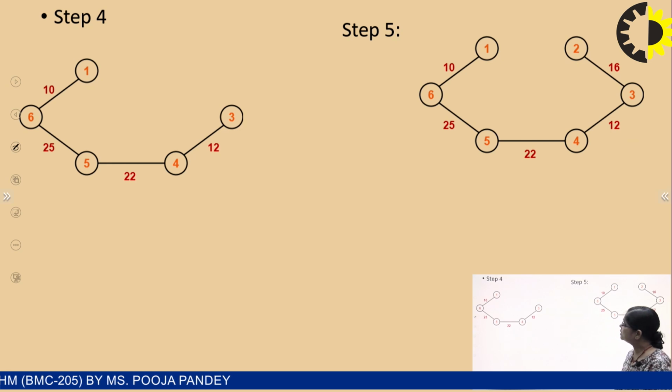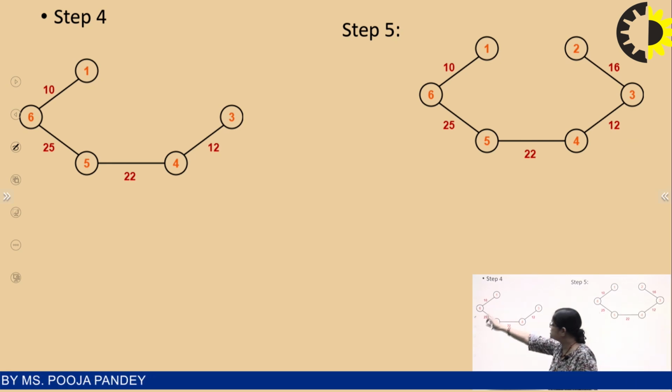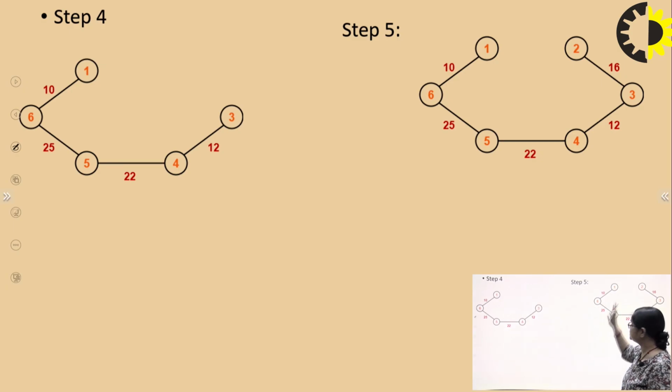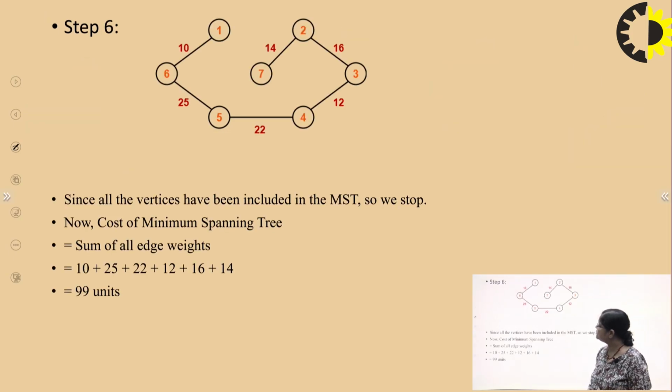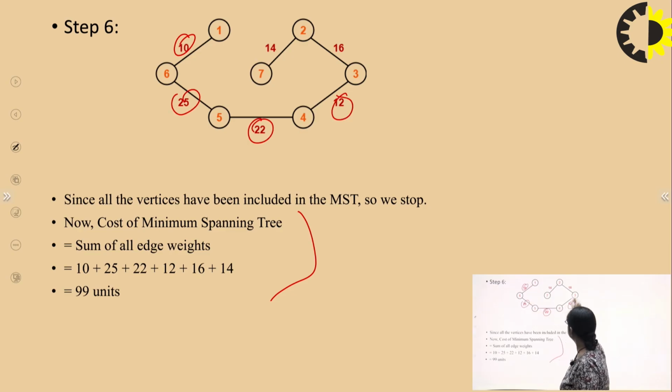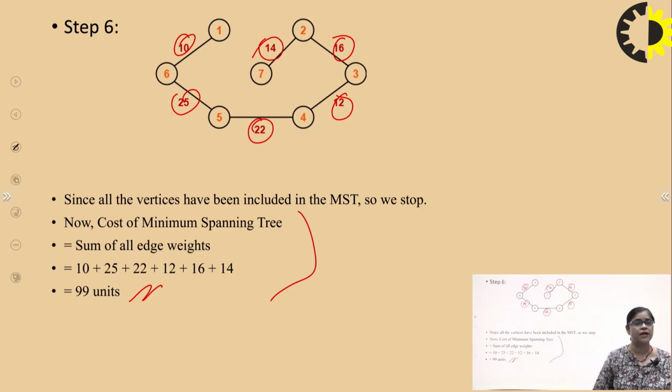So in step 4, if you see, after 1, 6, 5 and 4, the vertex 3 has come, and after 3 it is 2. So all the vertices have been covered, and we are ensuring that no loops or cycles are formed. Now step 6: all the vertices have been connected, and the weights are 10, 25, 22, 12, 16 and 14. If we do the sum of all the weights, we again get 99 units. So this is also a way to find the minimum weight, or you can say the cost of the minimum spanning tree.